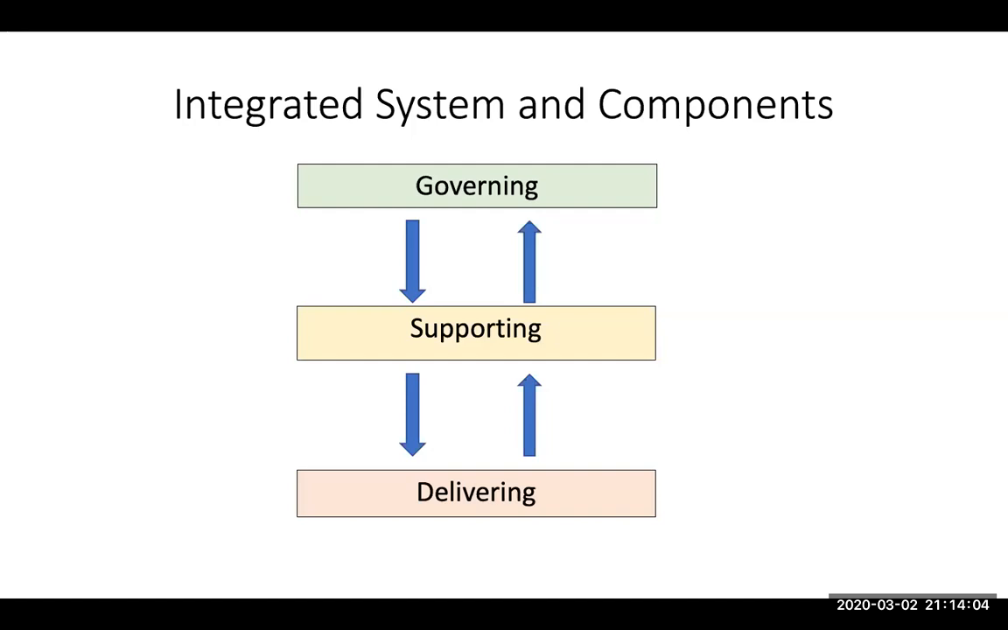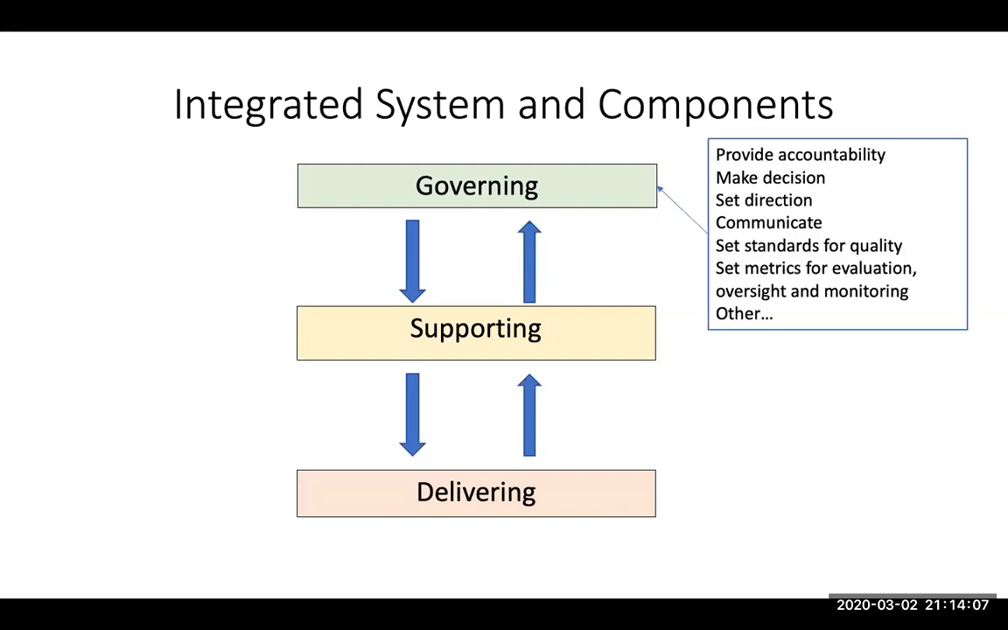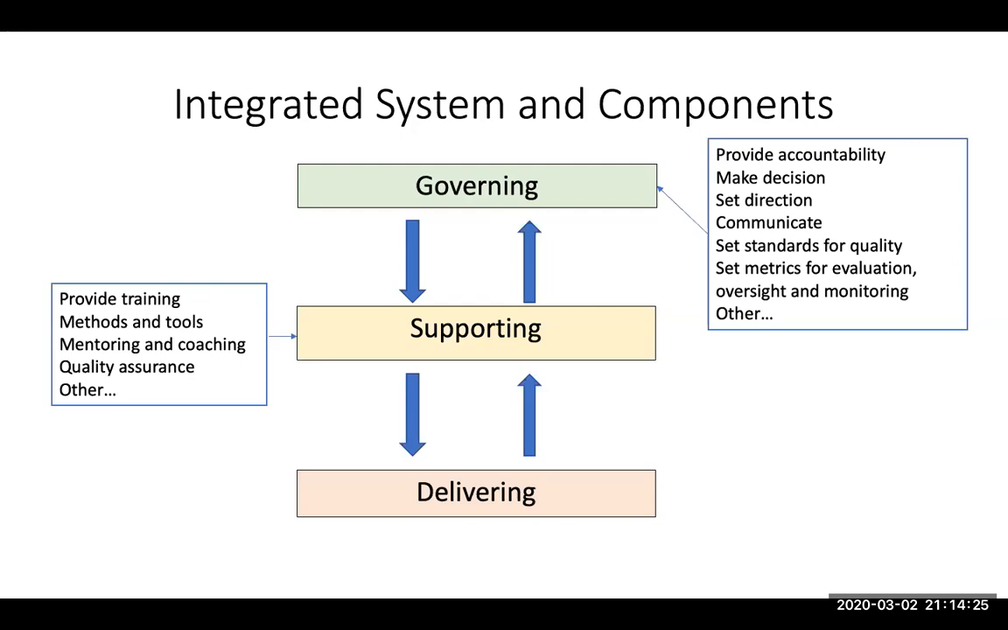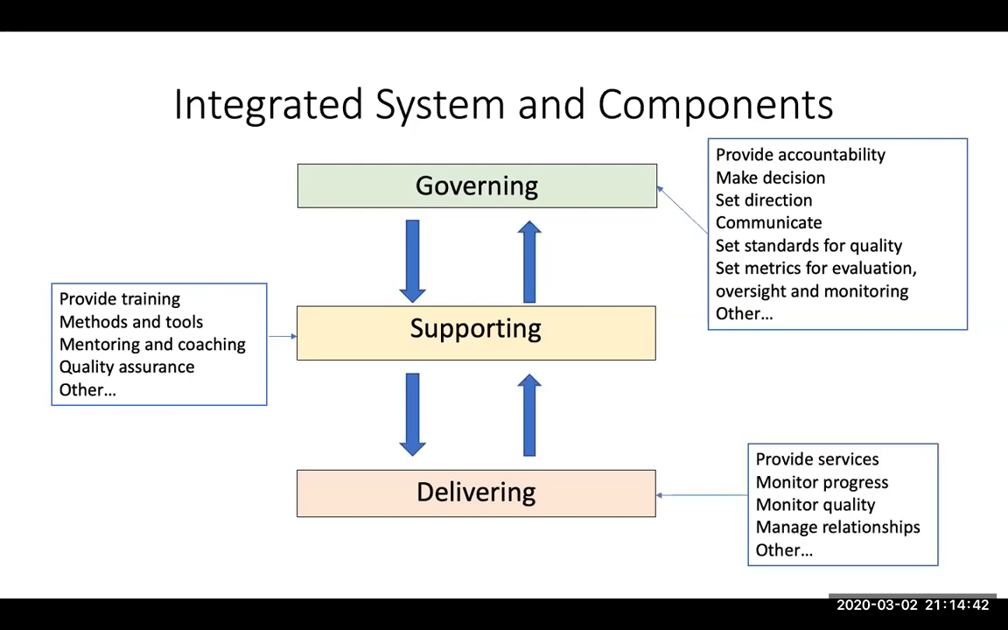The governing system provides overall accountability, makes decisions and sets direction, communicates the purpose of the system overall, and sets standards for what quality it will be, what metrics are going to be used to evaluate, oversight, and provide monitoring. The support system is the system that makes sure people are trained, that they have the methods and tools that they need. If there's mentoring, teaching, coaching, or other kinds of systems that are needed to assure quality, that those are all in place. The delivery system actually provides the services. They monitor what happens on the ground, they provide data and information on quality, and they help manage those frontline relationships.